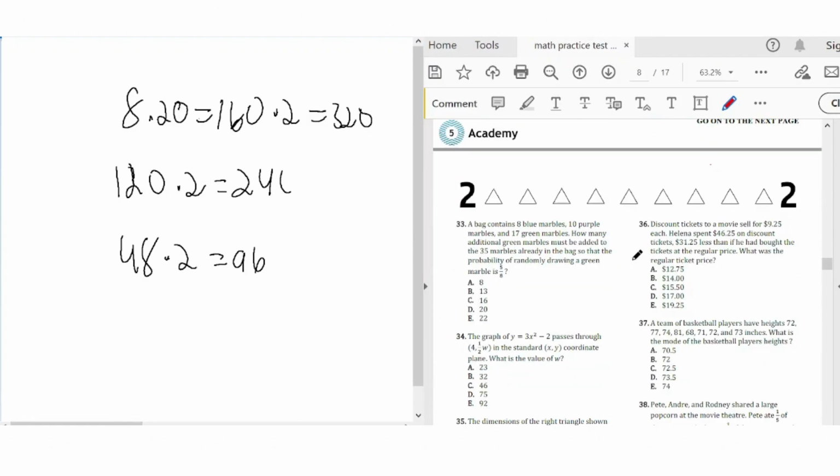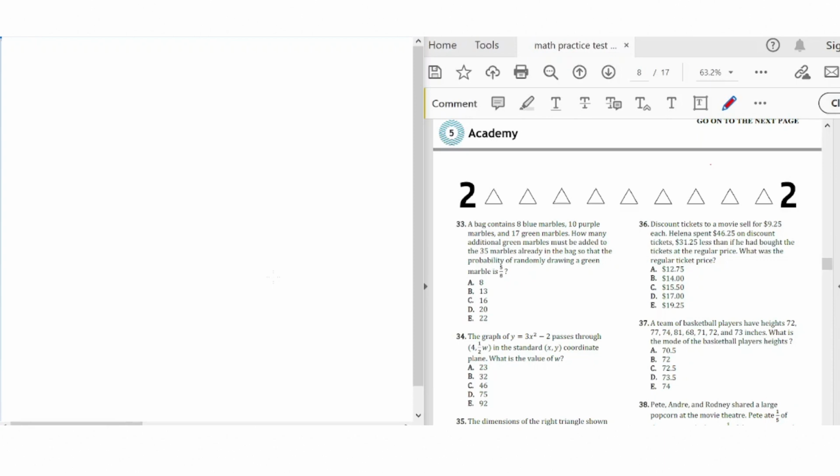All right, moving on to 33. A bag contains 8 blue marbles, 10 purple, and 17 green. How many green have to be added to the 35 so that the probability of randomly drawing a green is 5 to 8? Okay, remember that a probability is the number of successes divided by the number of total outcomes. So right now we've got 17 green marbles divided by 35 marbles. And we want to figure out how many green marbles we have to add to get a probability of 5/8.